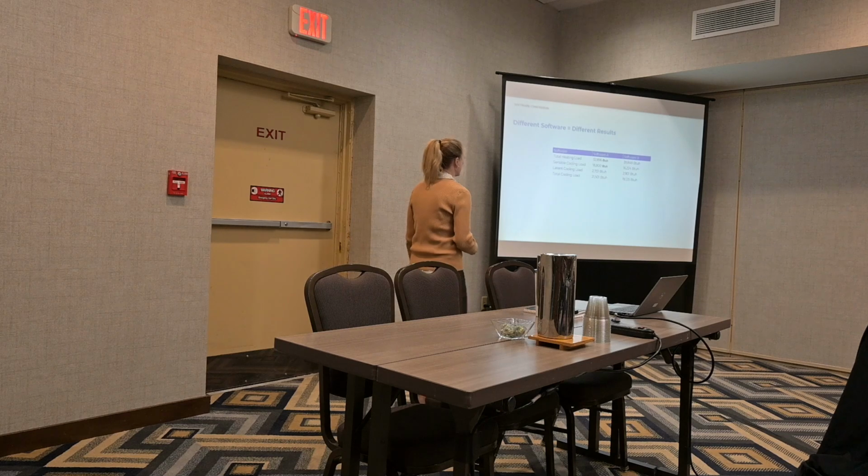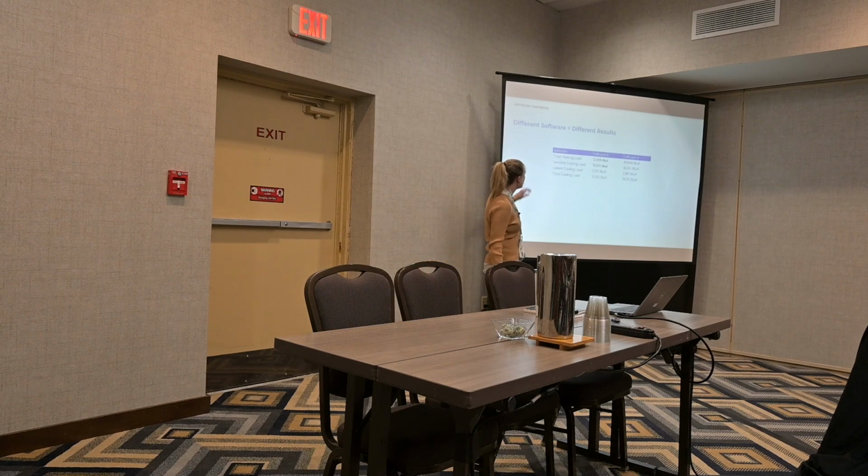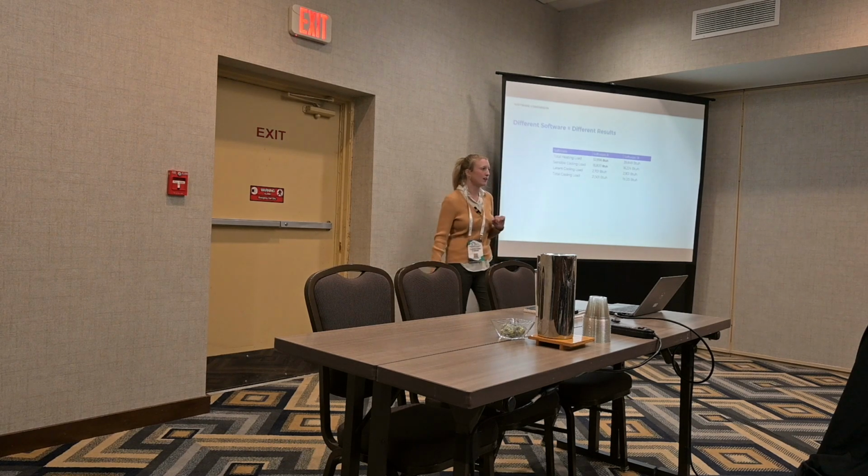So, software A came out with a total heating load of 33,000. Software B came out with about 40,000 BTUs per hour. And then total cooling load, software A came out with about 21,500. Software B came out with about 19,000.